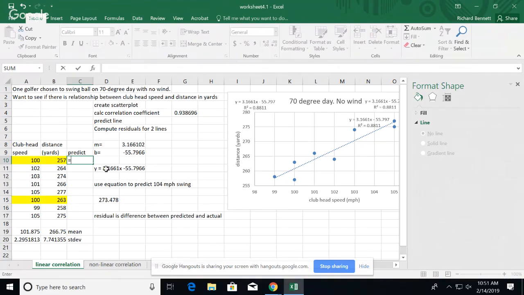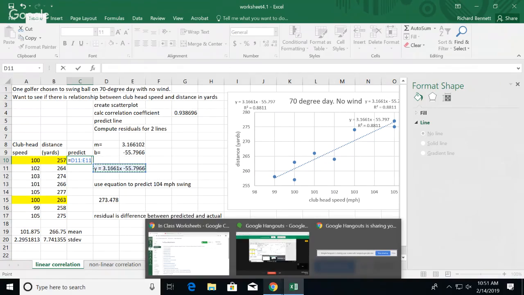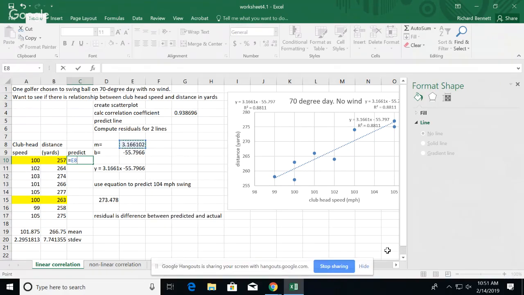Can you plug 100 into this equation right here? So I'm going to take my 3.1661 and multiply it by 100. I'll just click on that so I don't have to type it. And then we're going to add the y-intercept, which is negative 55.7966. So we would have predicted that it would have gone almost 261 yards. So the residual, this is off about 3 yards. Do you see that?